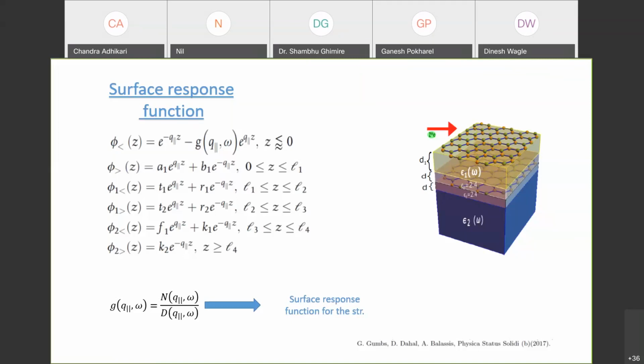So the potentials for the different regions are shown here on the left side of the slide. There are several coefficients, and the important one is G(q parallel, omega). This G(q parallel, omega) is the important coefficient which gives us the different conditions for getting the plasma mode dispersion relation.